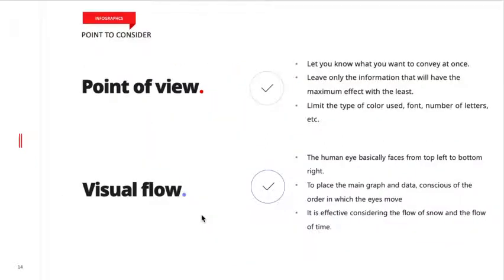First, you need to focus on the visual. You have to create a design that attracts and is understood by the viewers. Also, a sympathetic design would make the other person understand better. The second is the visual flow. Humans basically look from top left to bottom right. You need to be aware of that and place the elements in the infographic. It's also better to control the flow of space and time.